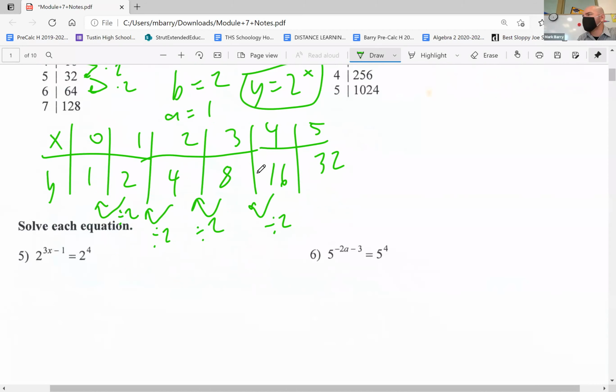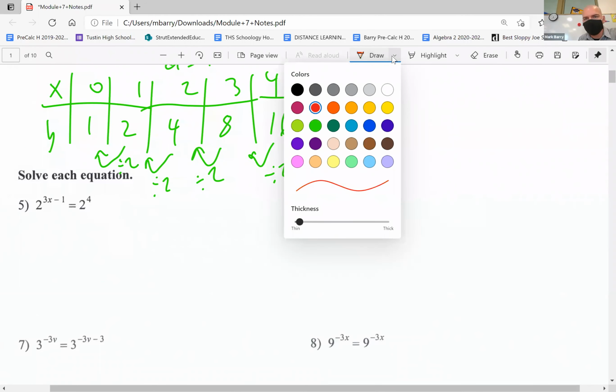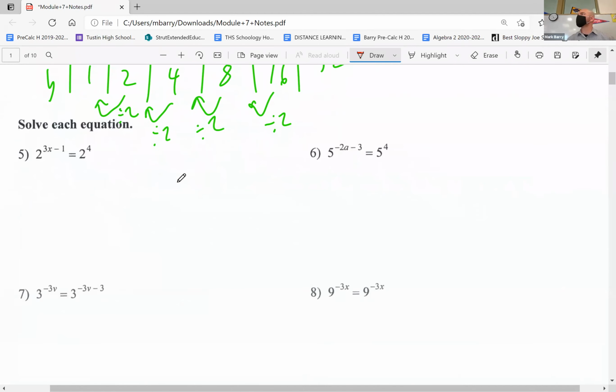Okay, so that is that. The other thing we're going to do in this section is we're going to solve these exponential equations, okay? So we'll go ahead and skip number 4. Let's jump down and do number 5. So a little bit different instructions here.